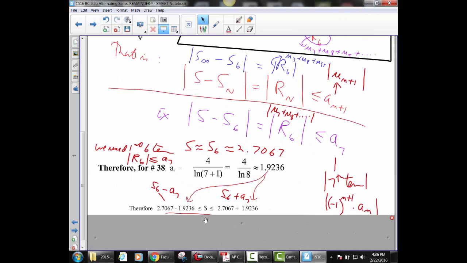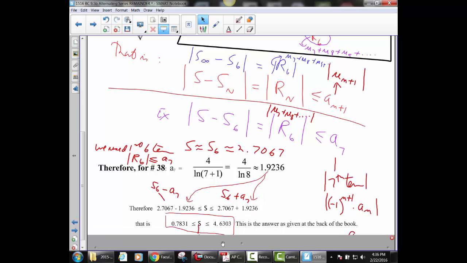Anyways, the formula for the term was obviously 4 over the ln of n plus 1. So the absolute value of the 7th term is 4 over the ln of 7 plus 1, which is 4 over ln 8, which is approximately 1.9236. That is the maximum that we are away from the actual sum. So the actual sum lies between this approximation that we got, 2.7067, plus or minus this remainder.